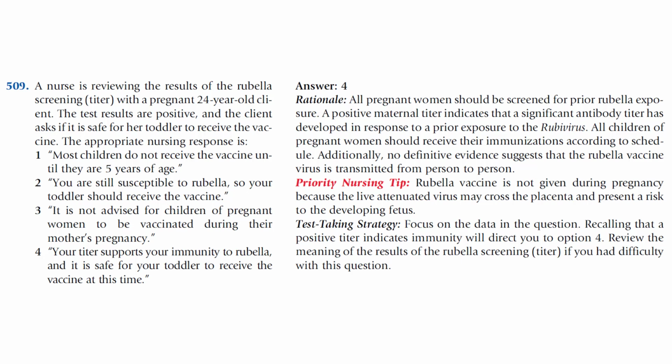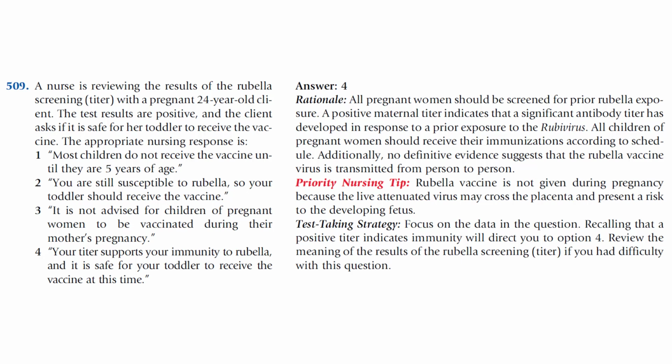The test results are positive, and the client asks if it is safe for her toddler to receive the vaccine. The appropriate nursing response is: 1. Most children do not receive the vaccine until they are 5 years of age. 2. You are still susceptible to rubella, so your toddler should receive the vaccine. 3. It is not advised for children of pregnant women to be vaccinated during their mother's pregnancy. 4. Your titer supports your immunity to rubella, and it is safe for your toddler to receive the vaccine at this time.